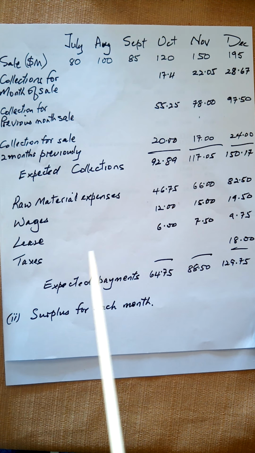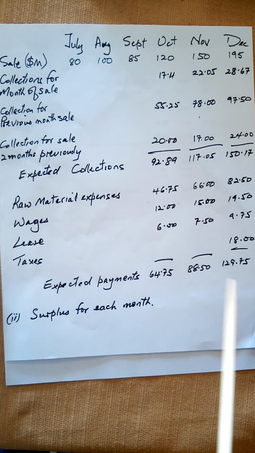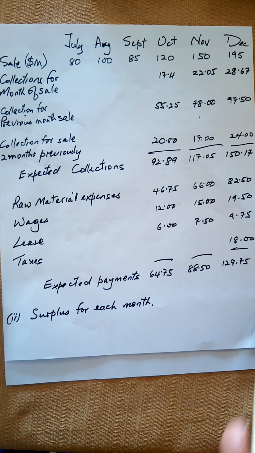The second part of the question is to determine whether there is a surplus or a deficit. And we see from the totals that there is a surplus because we collect more than we spend for every month. Thank you.